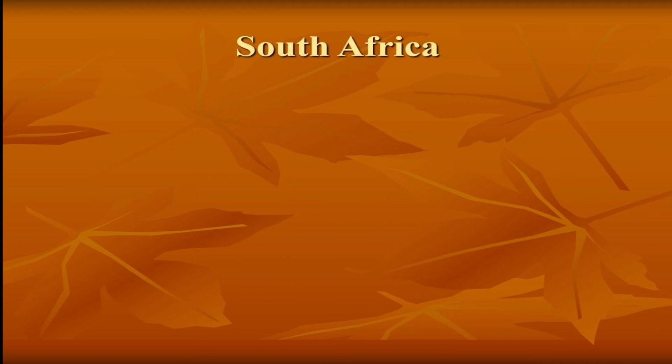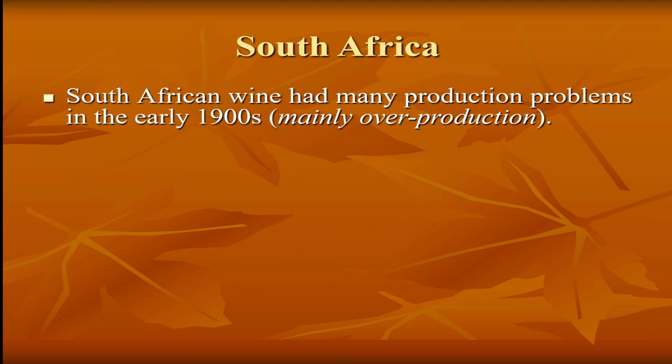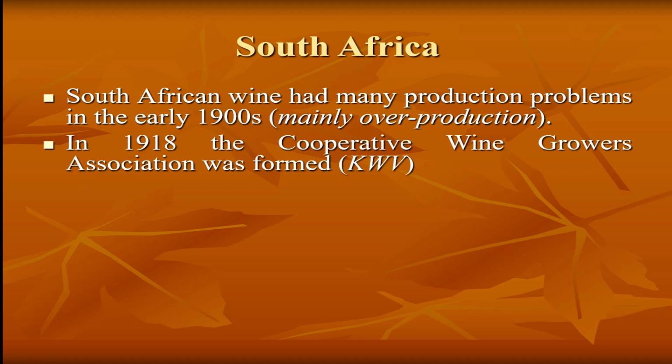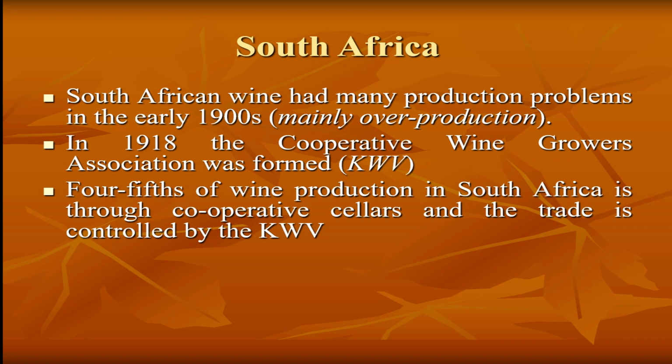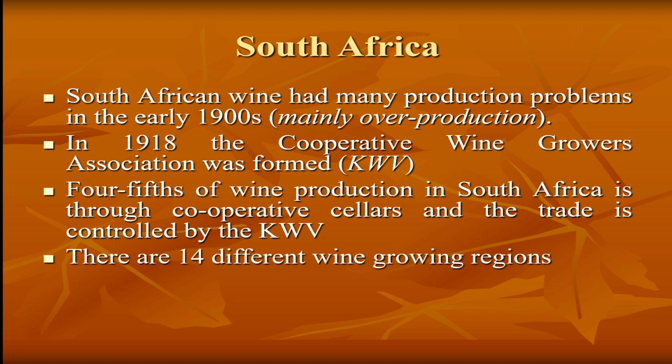South Africa. South African wine had many production problems in the early 1900s, mainly overproduction. In 1918, the Cooperative Wine Growers Association was formed, known as KWV. Four-fifths of wine production in South Africa is through cooperative cellars and the trade is controlled by the KWV. There are 14 different wine growing regions.